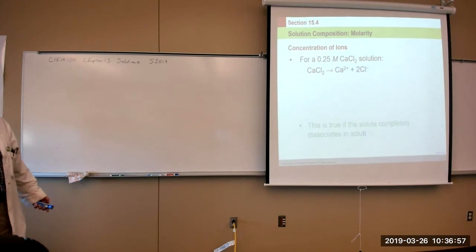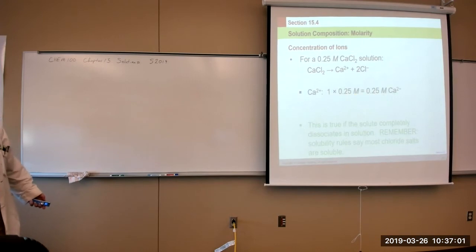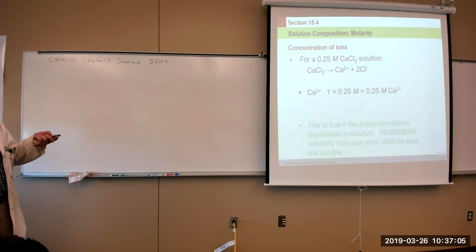Each one, let's see. The calcium will still be the same, because it's a 1-to-1. But the chloride will be twice that, 0.5.